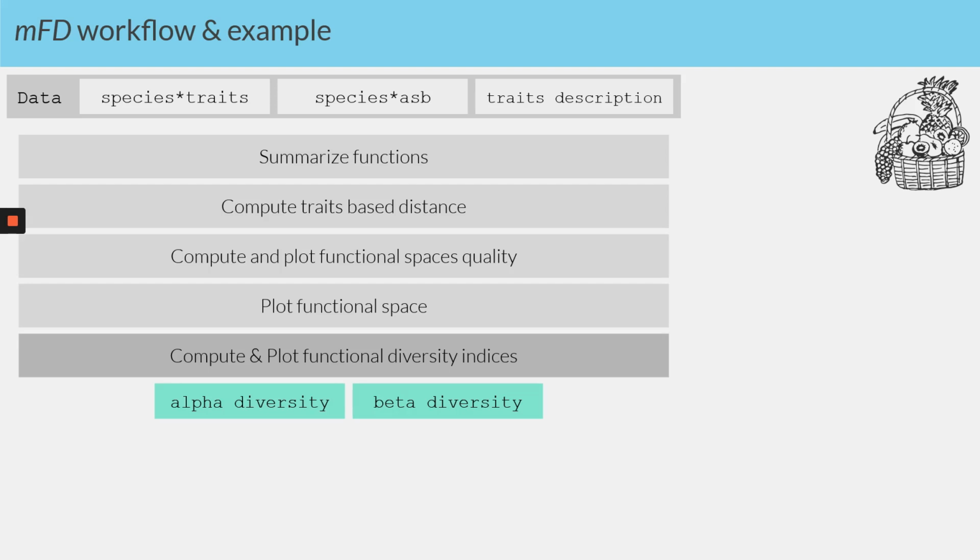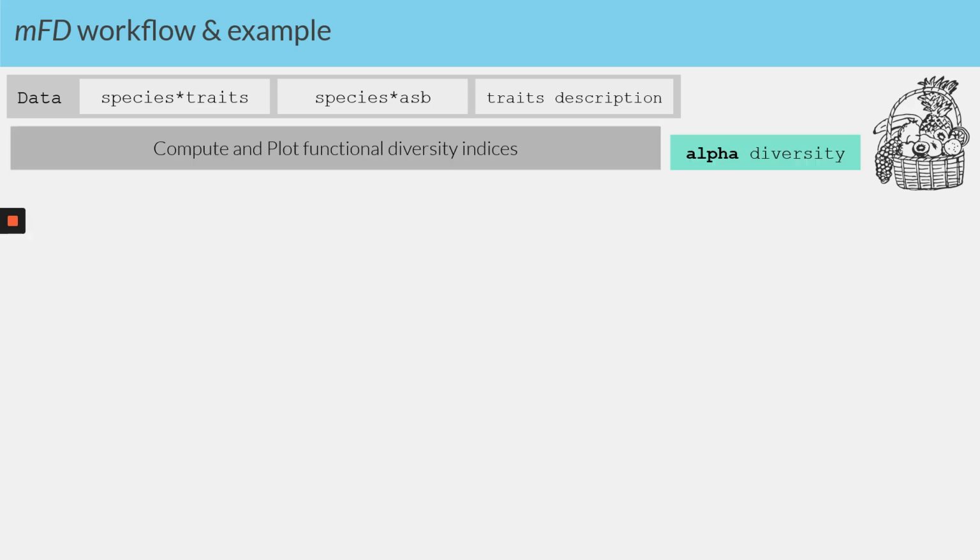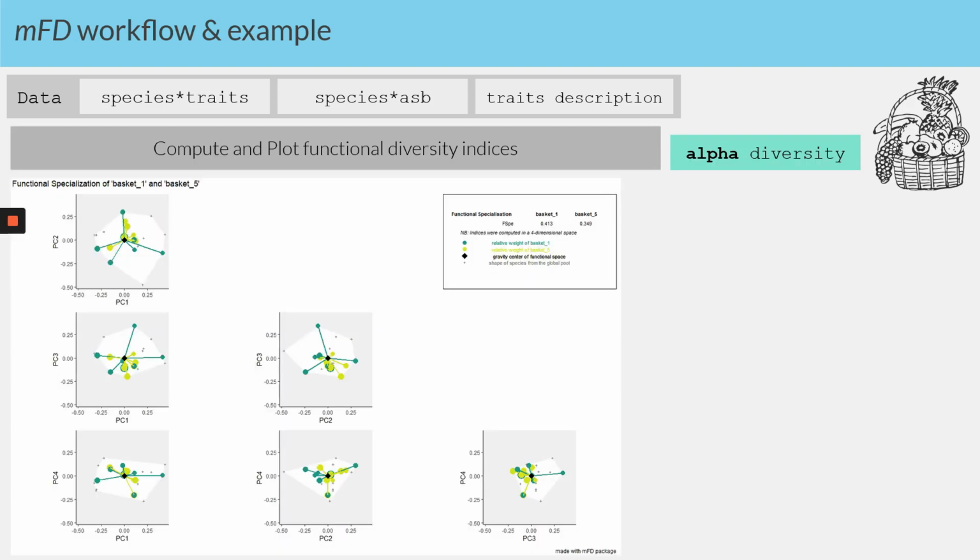And then the last step in the most basic workflow of the MFD package is to compute and plot functional diversity indices. This package can compute alpha or beta diversity indices. This package can compute 9 alpha diversity indices and also plot them. So here you have the plot for functional specialization. And again, each element in this graph is personalizable.